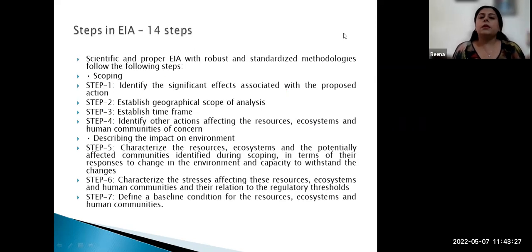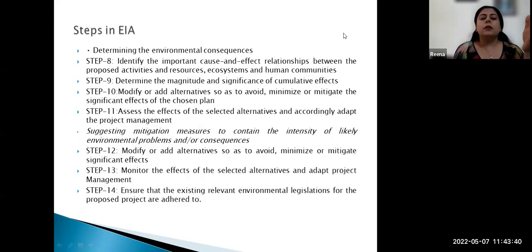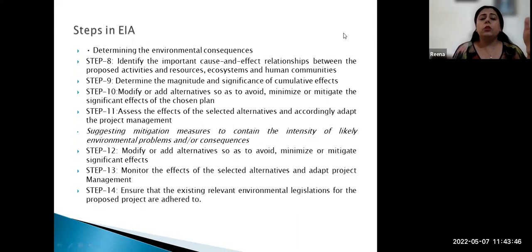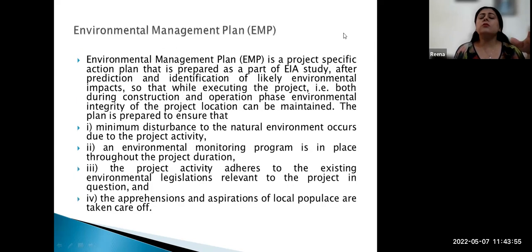Then there are basically 14 steps, right from the identification of significant effects. Whatever we have studied is divided into a number of steps, 14 steps, ranging from the identification of significant effects of the project to the existing relevant environmental legislation for the proposed project and what needs to be adhered to. Okay, so next we come to EMP.